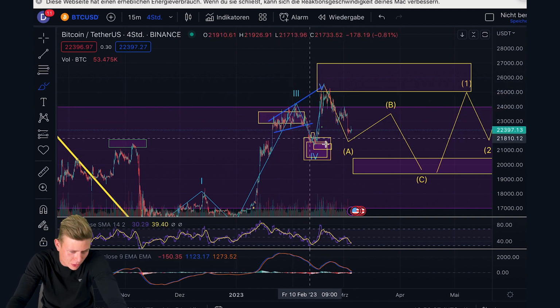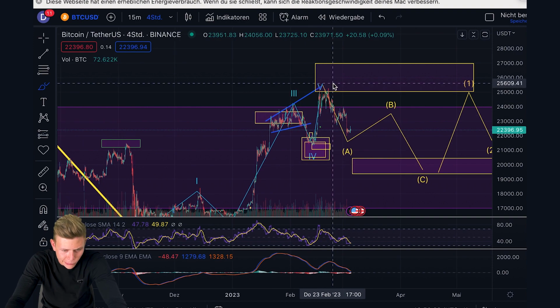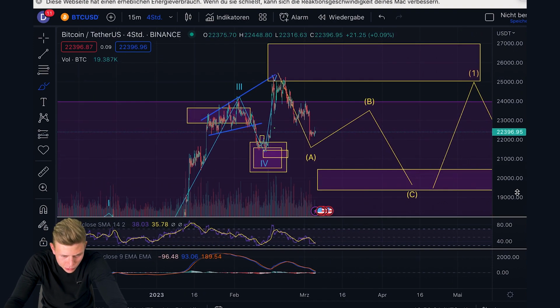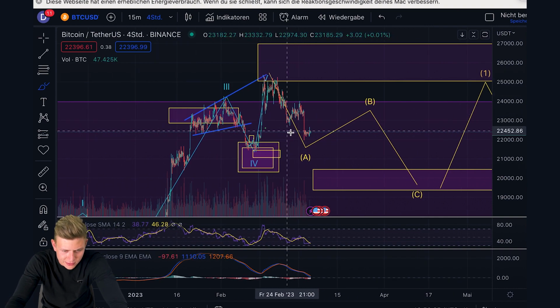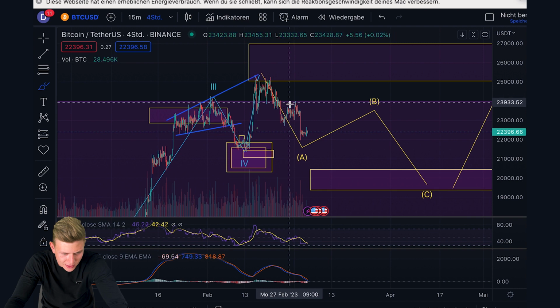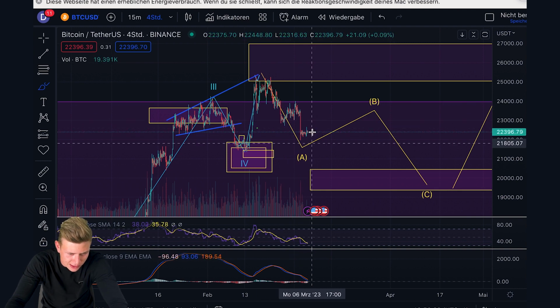I told you down there we will go up. I told you up there we will go down. So now it's only a question of, is this A wave completed or not? And in my opinion, it's not yet. It's not completed yet. We also need one last leg here towards the downside.